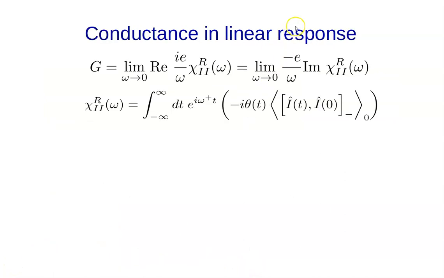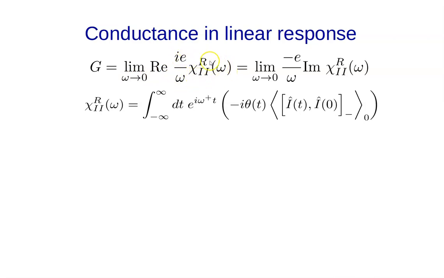Okay, so now that we have defined the current operator, we can calculate the current correlation function, or the current susceptibility, which is defined by this Fourier transform of this retarded correlation function. And as we saw in the previous class, we can write conductance as the limit of zero frequency of the real part of IE over omega times this.